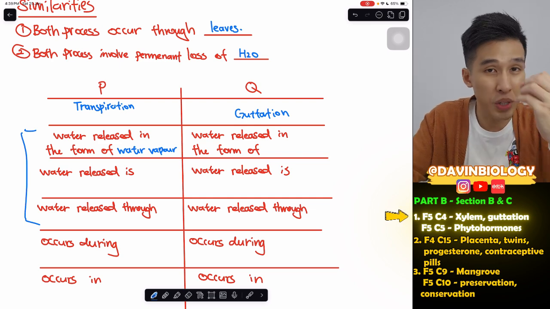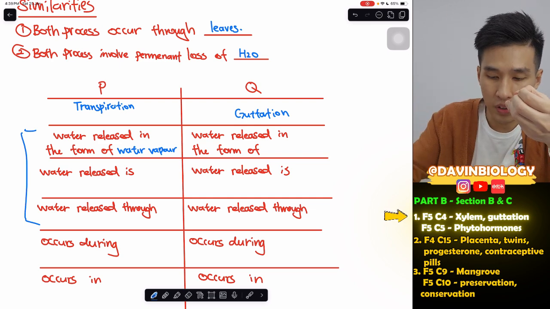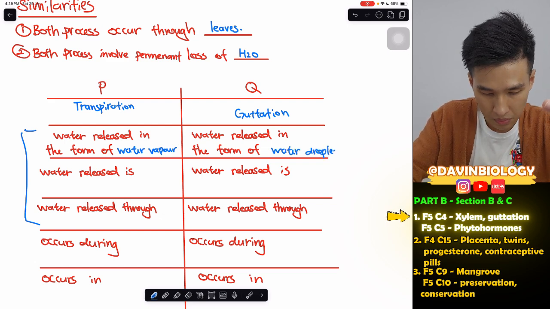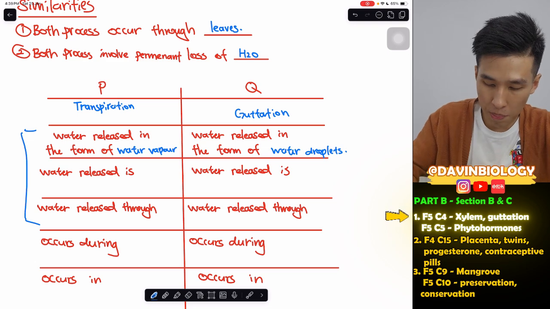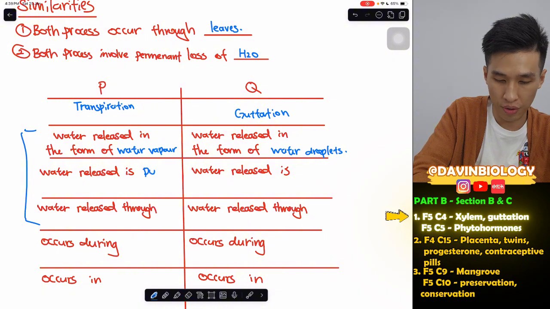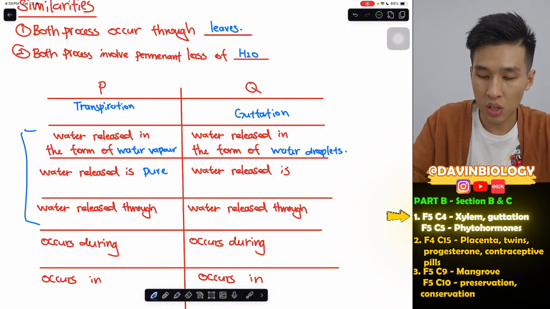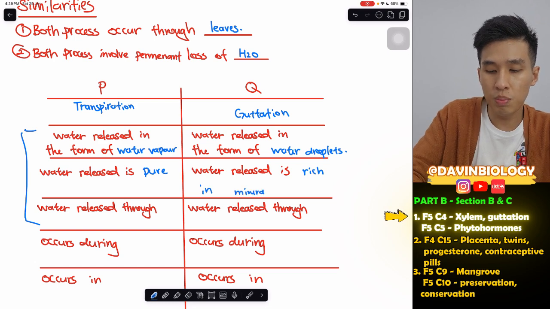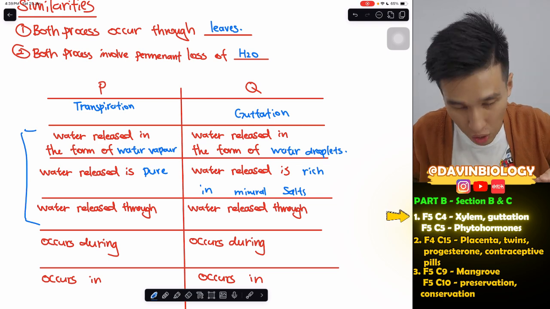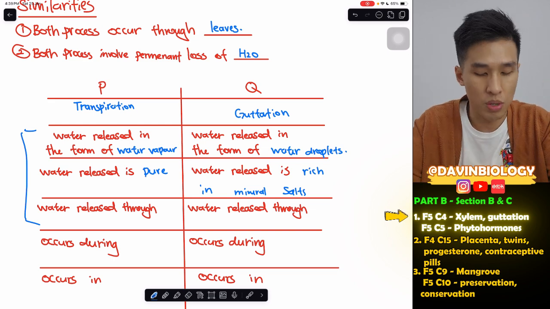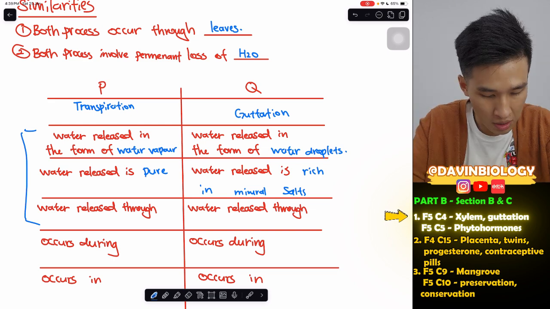Guttation, the water we can see being pushed out from the leaf, right? That's why it's in the form of droplets. You can see the water. And vapor, there's nothing in the water. Water vapor is pure. But for guttation, the water is rich in mineral salts because this water is being pushed from the roots, all the way directly out from the leaf. That's why the water will have mineral salts in it. Evaporation will always have nothing in it.